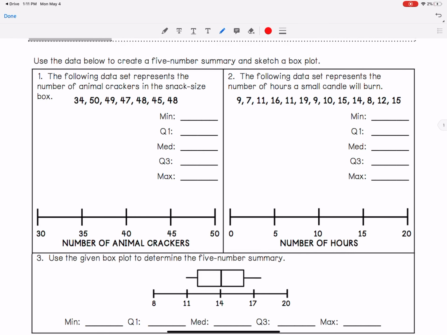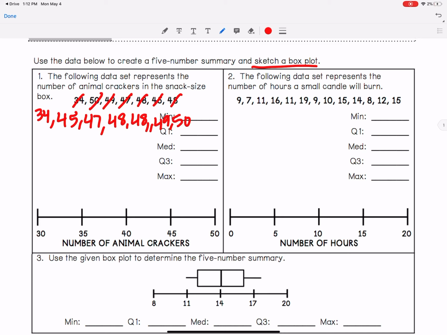So our question says, use the data below to create a 5-number summary and sketch a box plot. So question 1, the following data set represents the number of animal crackers in the snack size box. Very first step, before I can even start drawing my box plot, is I need to list out my numbers from least to greatest. So I'm going to say, it looks like 34, 45, 47, there's 2 48s, 49, and 50.